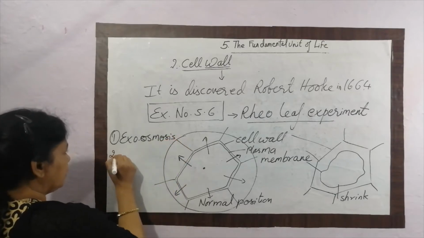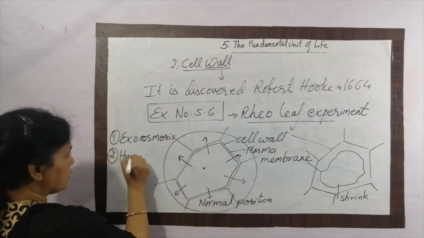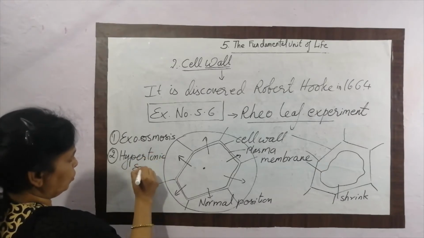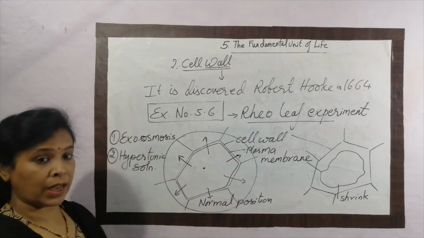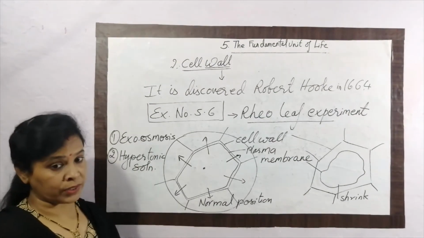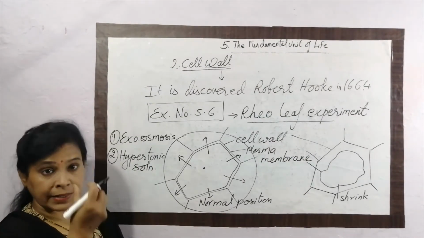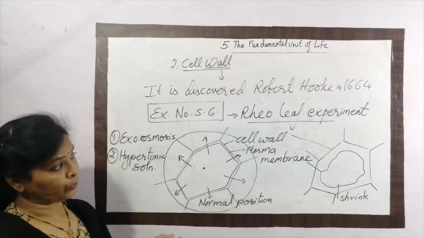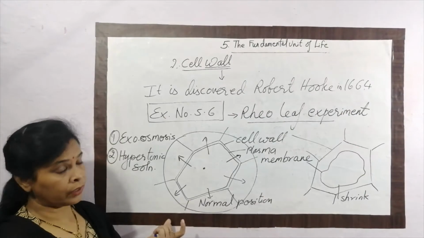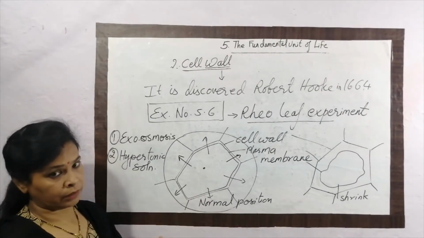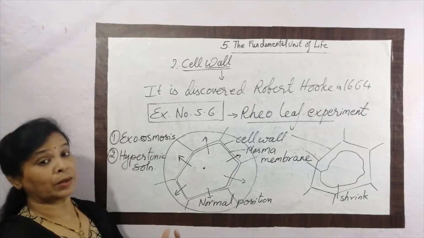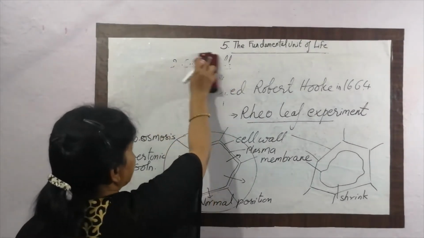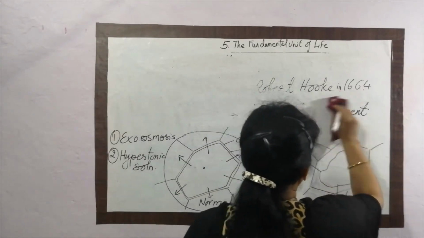And second, the solution in which we kept it is a hypertonic solution. Okay, do you know what a hypertonic solution is? The concentration outside the cell is more as compared to the concentration inside the cell. So this is that one experiment when we kept the Rheo leaf in the concentrated sugar solution, the plasma membrane shrinks. And this process of shrinking of the plasma membrane is called plasmolysis. So a new definition is here that we call plasmolysis.